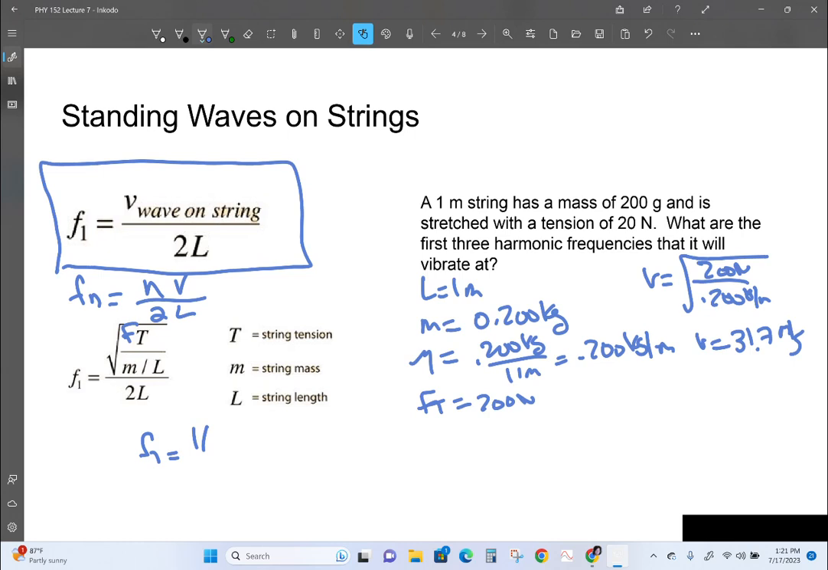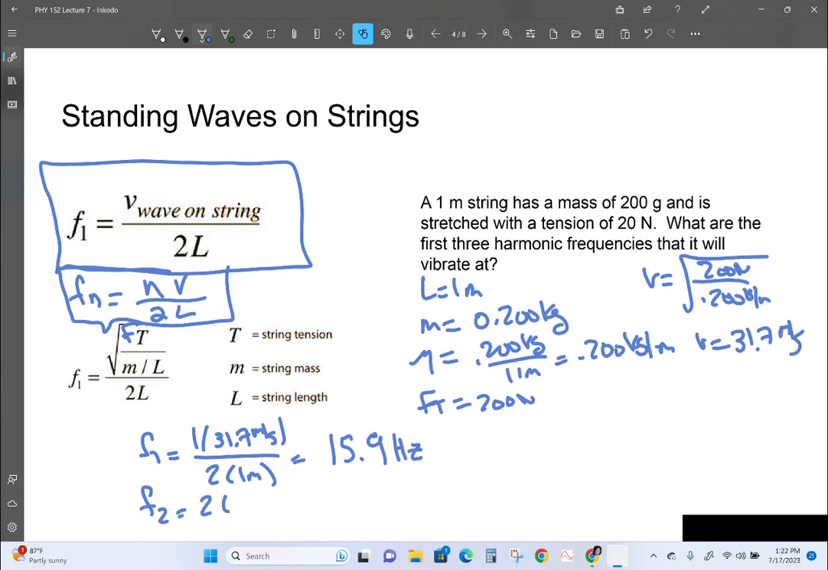So I am going to plug into my general formula here. Fn equals n V all over 2L. 1 times 31.7 divided by 2 times 1 meter. So 31.7 divided by 2 is going to be 15.85, or 15.9 hertz.